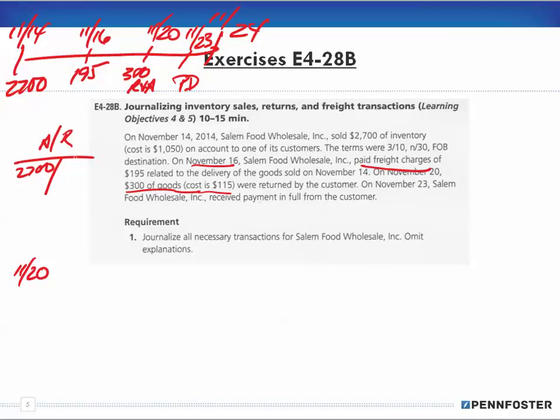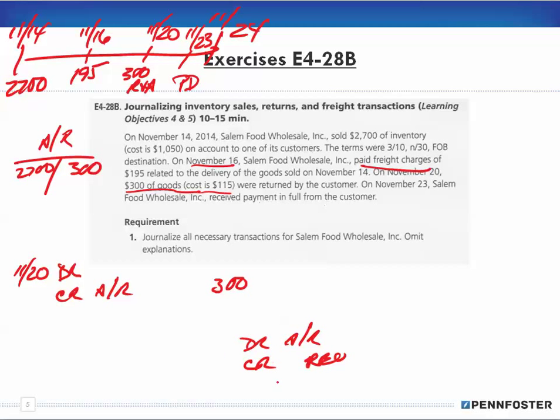Now $300 of goods are being returned. So that means I have to credit my accounts receivable for $300 and I have to debit something else. Well, what am I going to debit? Well, what was part of that entry? Part of the reversal of that entry, remember the original entry was a debit to accounts receivable and a credit to sales revenue. Normally we reverse the entry, but we're not going to use the revenue account because we want to track our returns and allowances. So we're going to debit our sales returns and allowance account for $300.